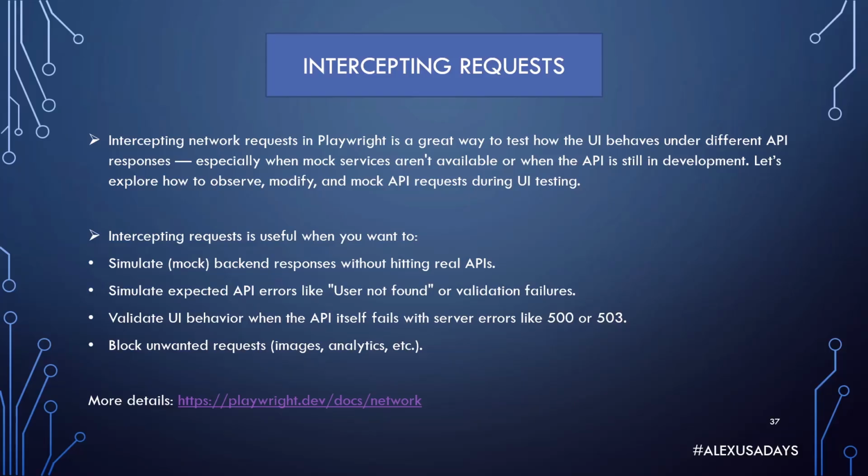Intercepting requests is useful when you want to simulate or mock backend responses without hitting real APIs, simulate expected API errors like user not found or validation failures, validate UI behavior when the API itself fails with server errors like 500 or 503, and block unwanted requests, images, analytics, etc. We're going to take a look in more detail at the Playwright Dev Docs network page in a second.